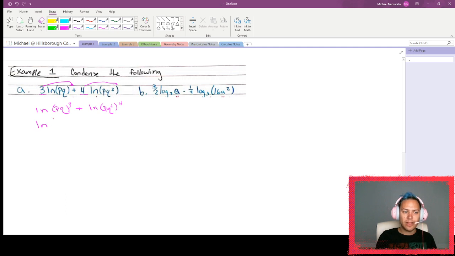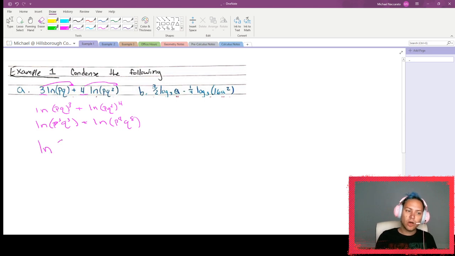So this could become ln of p cubed q cubed. And over here I can have the natural log of p to the 4th, and remember when you redistribute this and you multiply, so q squared to the 4th power is going to be q to the 8th power. Well, now I can combine this one more time to finish condensing it.